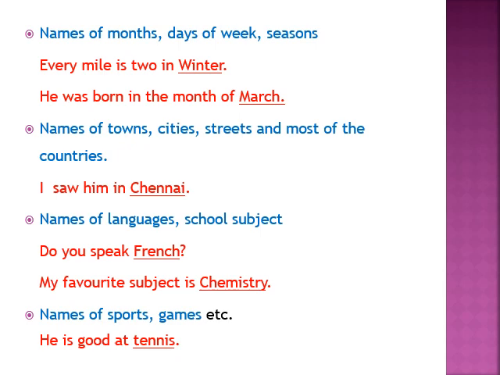So winter is a season and March is a name of month. So we aren't using any article before both of them. Names of towns, cities, streets and most of the countries. I saw him in Chennai. So we aren't using any article before Chennai.